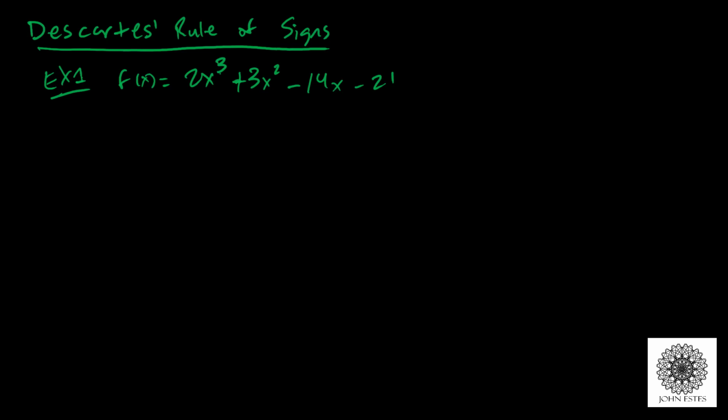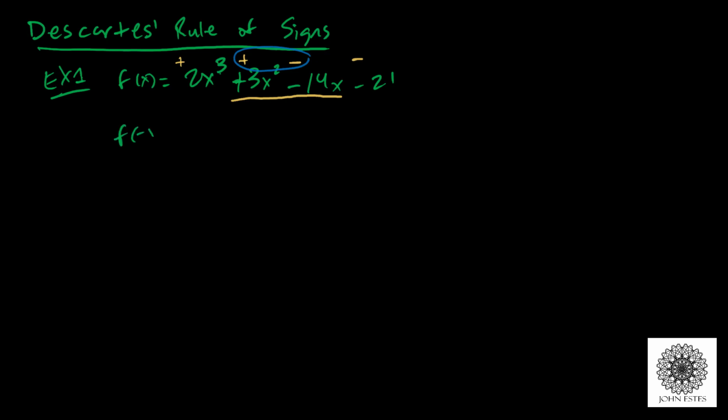Alright, so first let's take this example, this polynomial. We have 2x cubed plus 3x squared minus 14x minus 21. And I want to point out something right here. Notice when I go from 3x squared to negative 14x, there's a change from positive to negative. So we have one change. Notice that's the only time, because first we had positive, positive, and then negative, negative. The only time that the signs change is right there in the middle. Okay, so we have one sign change. Now that's important.